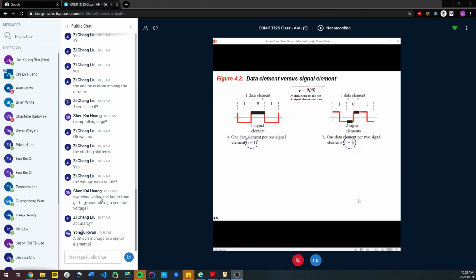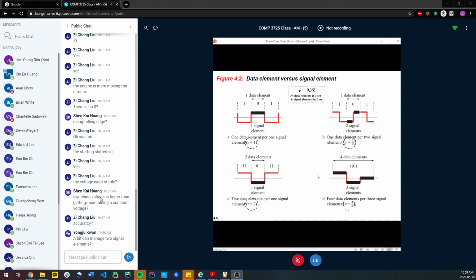Okay, let me show you the other R values first. But they're not as important. So this is the case where R equals 2. R equals 2 means that there are 2 data elements per level. So there's a positive and then there's a negative. If you get a positive voltage, it's a 1, 1. If you get a negative voltage, it's a 0, 1.